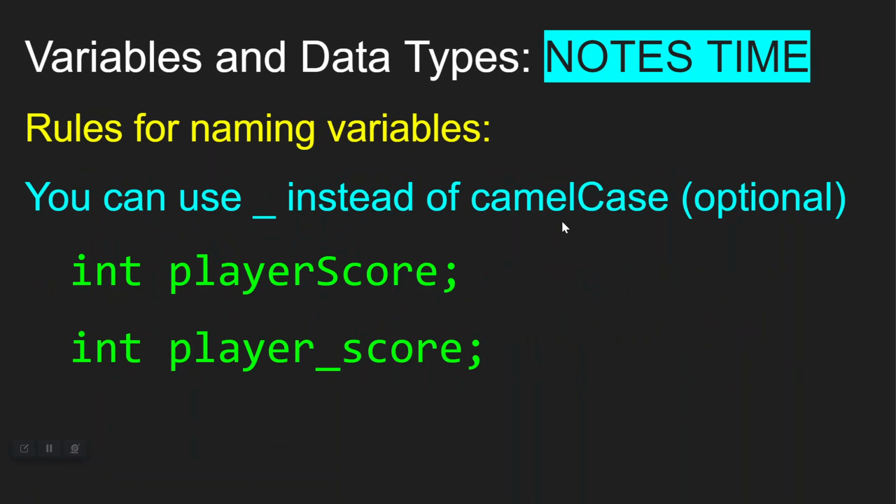You can, by the way, use an underscore instead of camel case. You will see people do this instead of player score. So if you did int playerScore using camel case, it would look like this. But you'll also see people do int and then player underscore score, using the underscore sign as taking the place of the space bar. But your AP exam will use camel case. Most of my examples are going to use camel case, so that's just what I tend to fall back on.